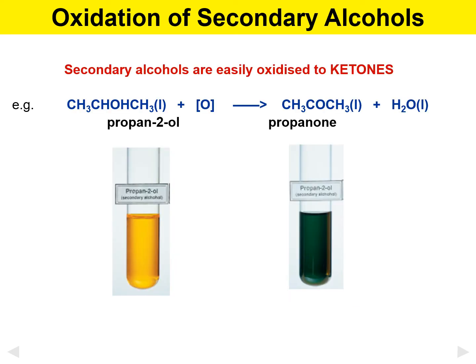Secondary alcohols are easily oxidized to ketones. This is usually performed under reflux conditions as the ketone cannot undergo further oxidation. You can see from the slide the colour change of the oxidizing agent, the acidified potassium dichromate, from orange to green as the reaction proceeds.